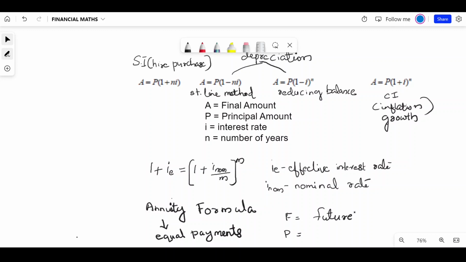Future value formula. This P equal to formula is called the present value formula. You use the future value formula when you are making equal payments, then in future you are going to get a sum of money. For example, investment. You are investing 100 Rand every month to have a sum of money in future. In that situation you use the future value formula.